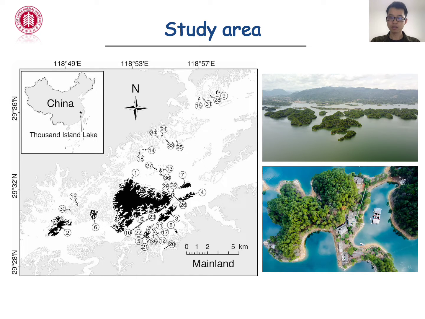Here, we conducted our study in the Thousand Island Lake, China, a land bridge island system created by dam construction. The lake has more than 1,000 islands with a gradient of area and isolation, which provides a good chance to test the effects of habitat changes and disturbance on beta diversity change and the potential roles of extinction and colonization dynamics. We chose 36 islands with gradients of area and isolation as our study sites.